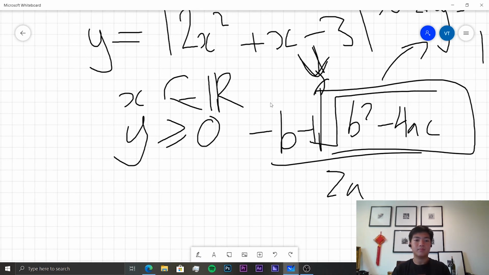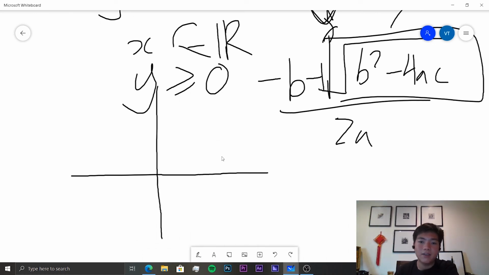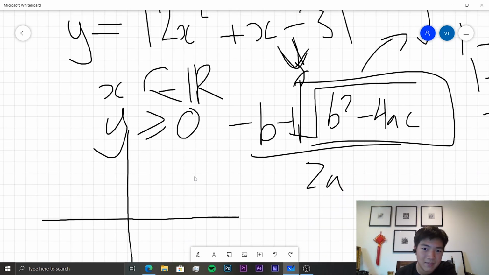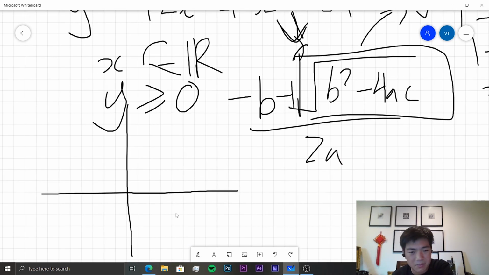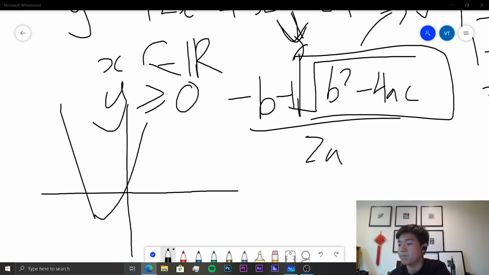So yeah. And what would this graph look like, though? What I do to imagine what this graph would look like is I first draw out the actual graph of this quadratic, 2x squared plus x minus 3. It would look something like this, I believe.